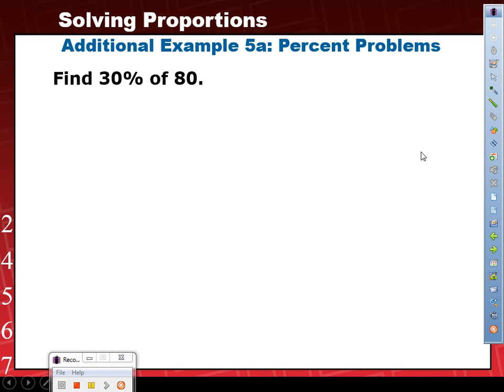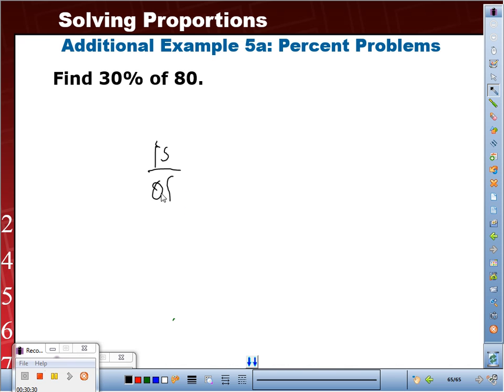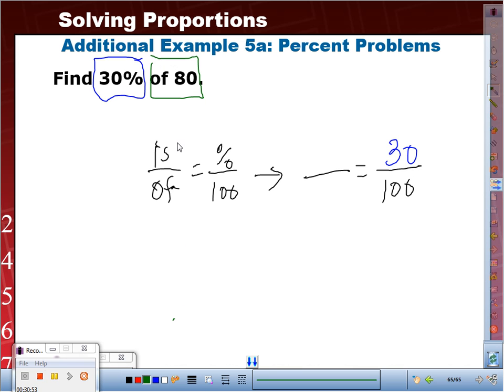So watch. In your homework, you're going to have an example such as this. Look up, please, really quick. Whenever you get to a percent, you're going to write is over of equals percent over 100. From there, I'm going to rewrite it over here, but without the symbols. The only one that doesn't change is 100. So what is the information that they give me? 30%. According to my formula, where does the percent go? On top of the 100, so that goes right there. What other information do they give me? Of 80. Where does the of go? On the bottom. Which is the only thing that they don't give me? The is, so therefore cross multiply and solve.